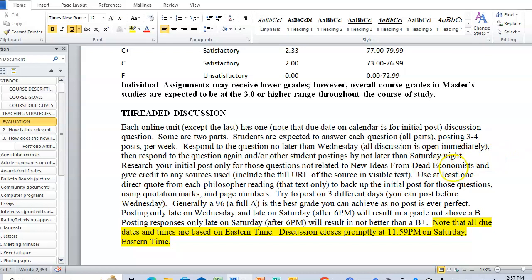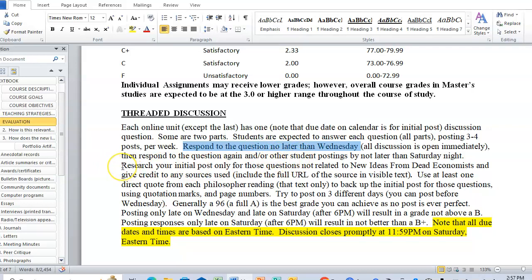I ask you to post three to four total thread discussion posts, maybe a fifth, occasionally maybe a sixth, each week, but not excessive posts. You will lose points for excessive posts. Respond to the question not later than Wednesday. All the discussion questions are open right now. Then respond to the question again, and to other student postings and my comments to you, not later than Saturday night.